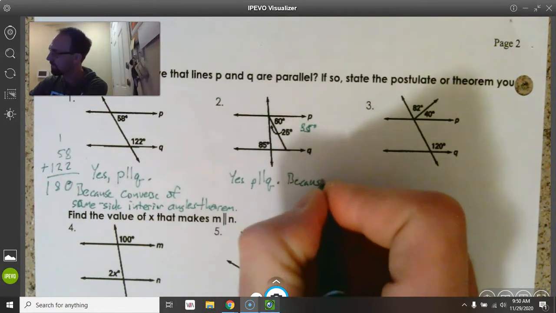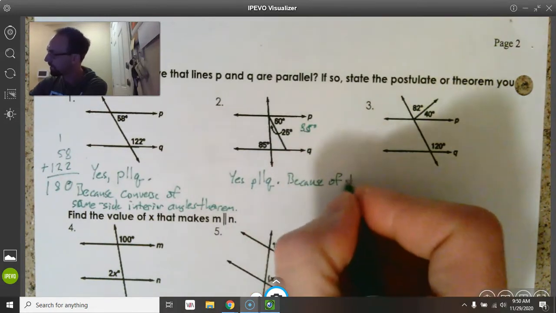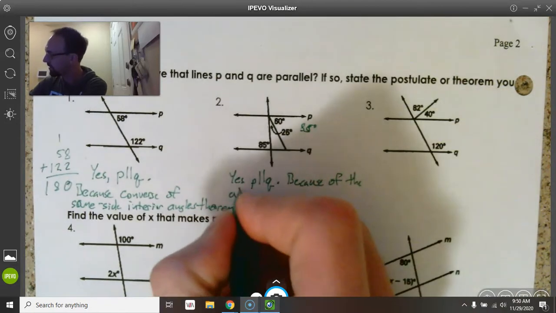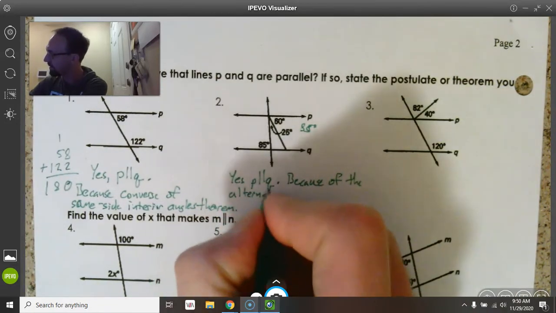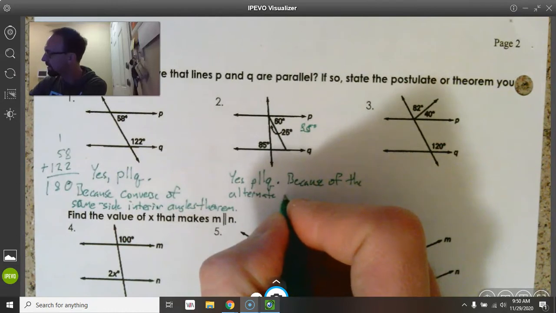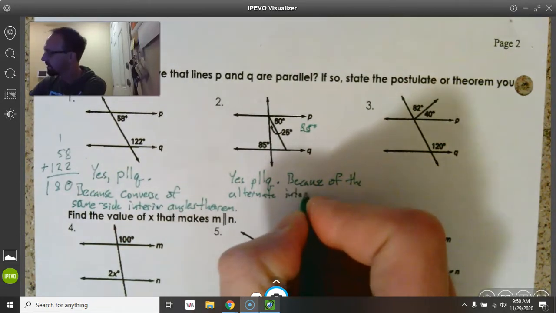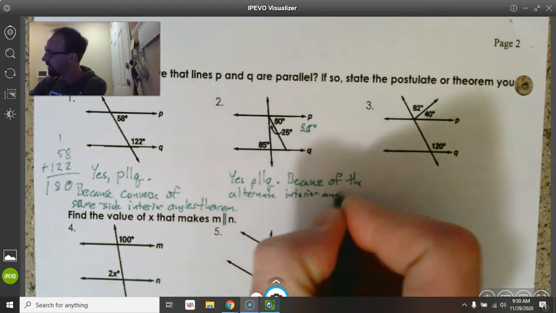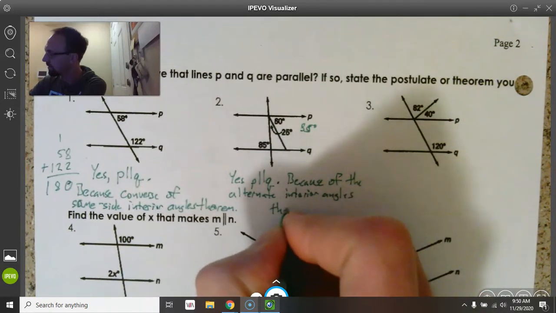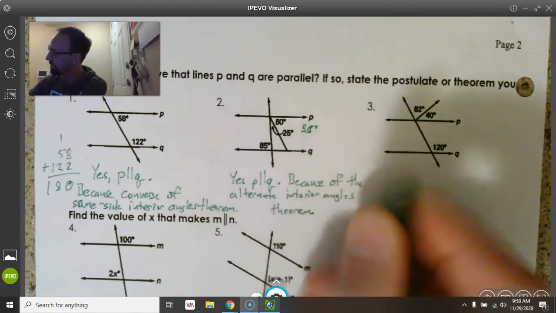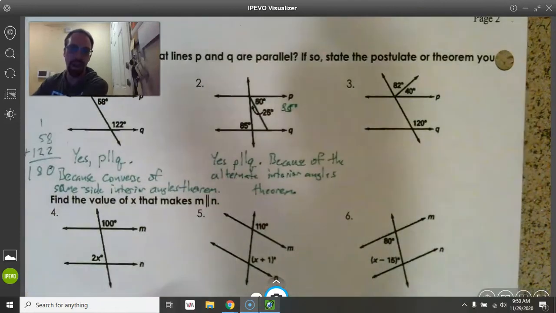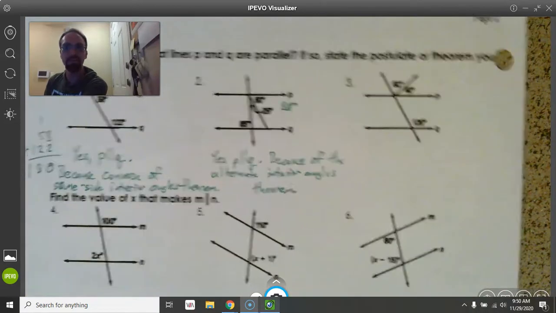because of the alternate interior angles theorem. If your teacher's letting you abbreviate any of these, feel free to use the abbreviations.